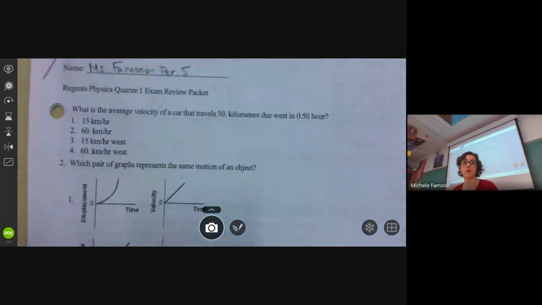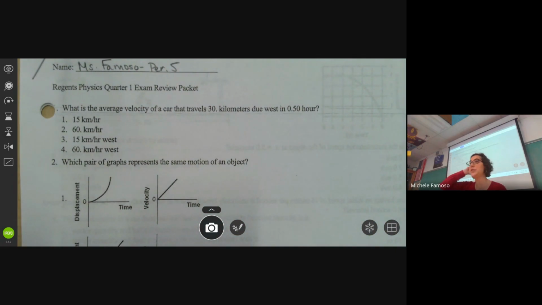Now, the way I want to go through this is not the way I go through the other reviews. We're going to go page by page. That way we're not flipping around back and forth, back and forth, back and forth. So let's start with the first page. Are there any questions, 1, 2, or 3 on the first page that you would like me to go over with you?